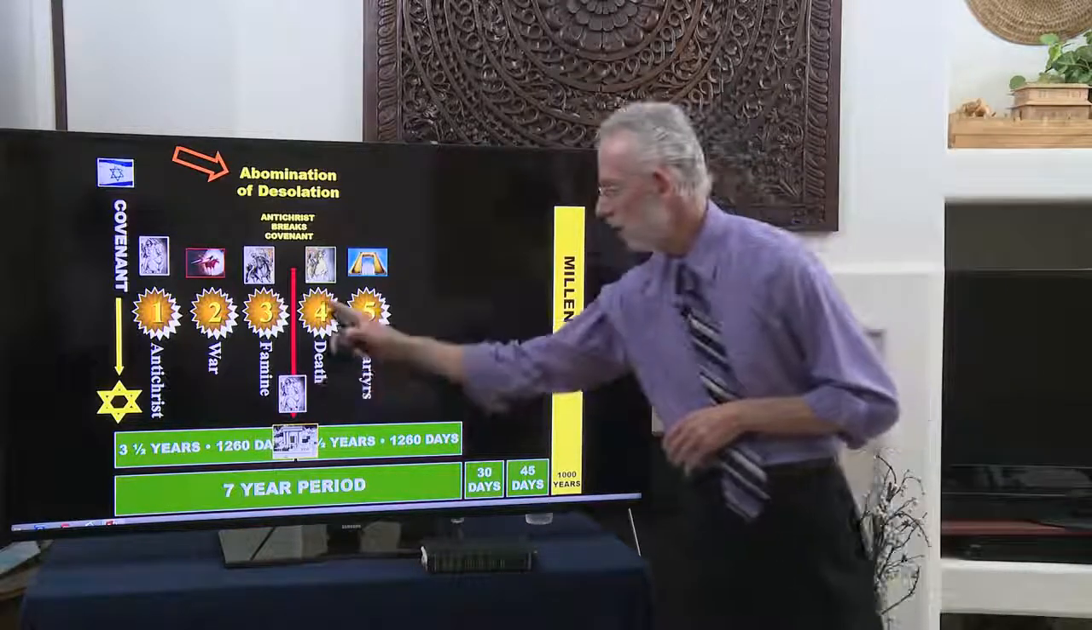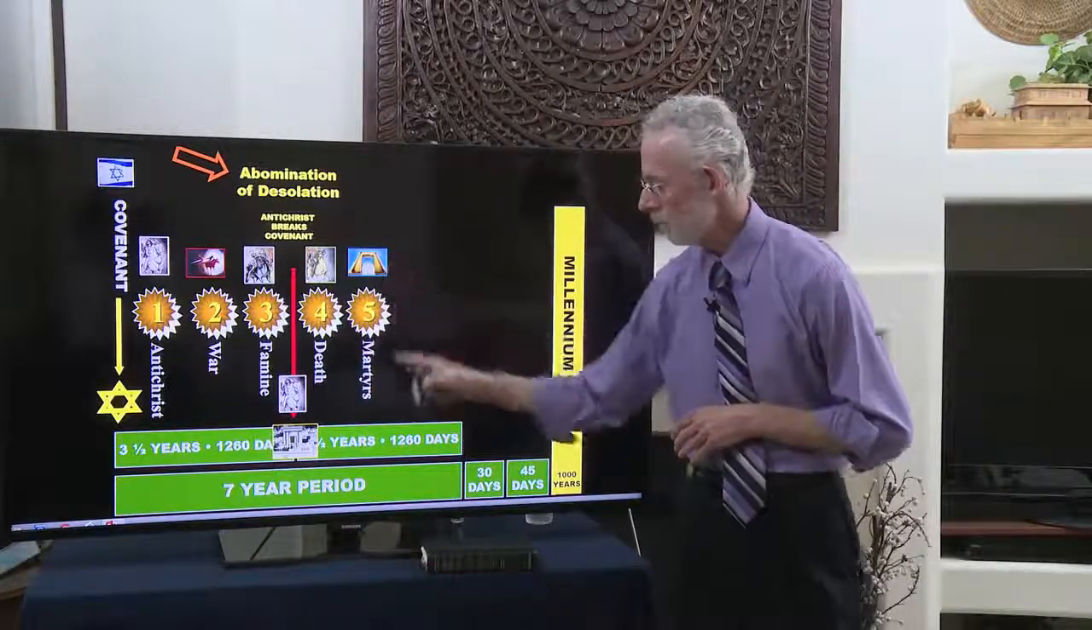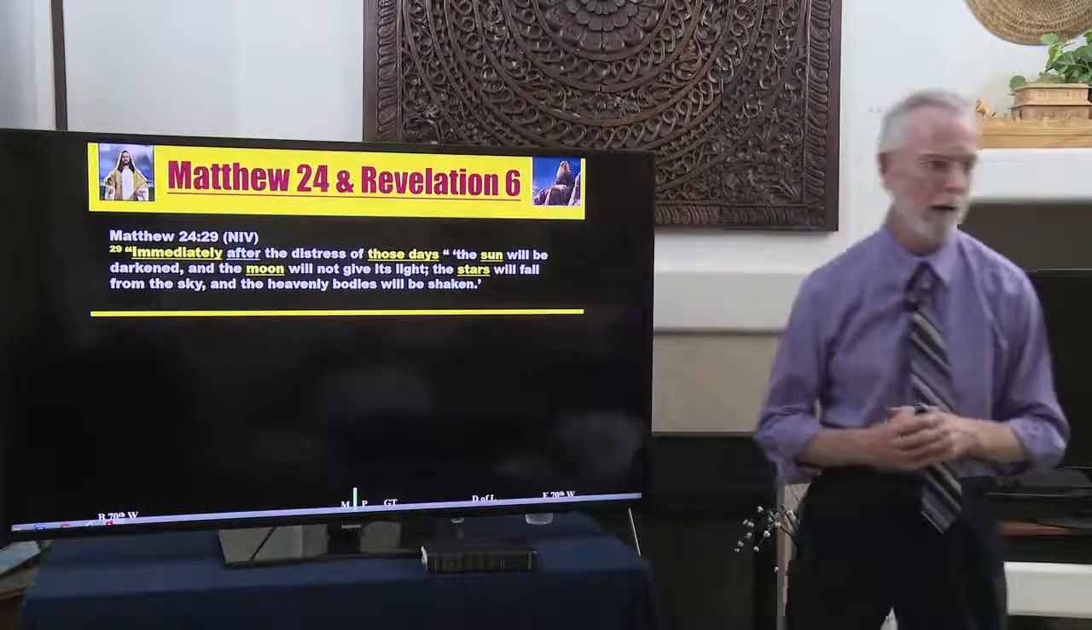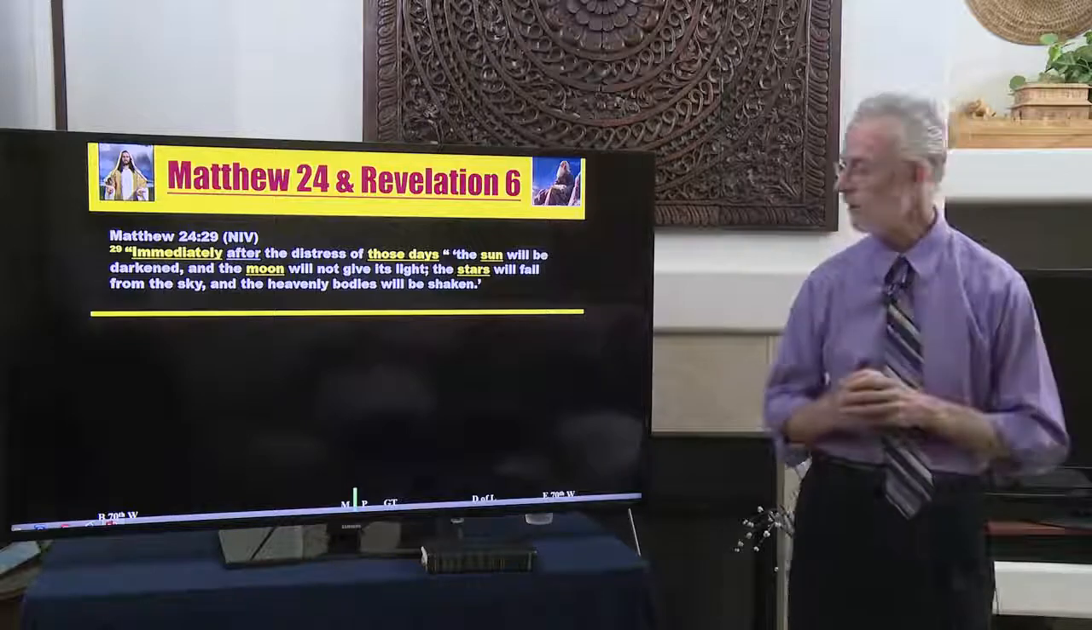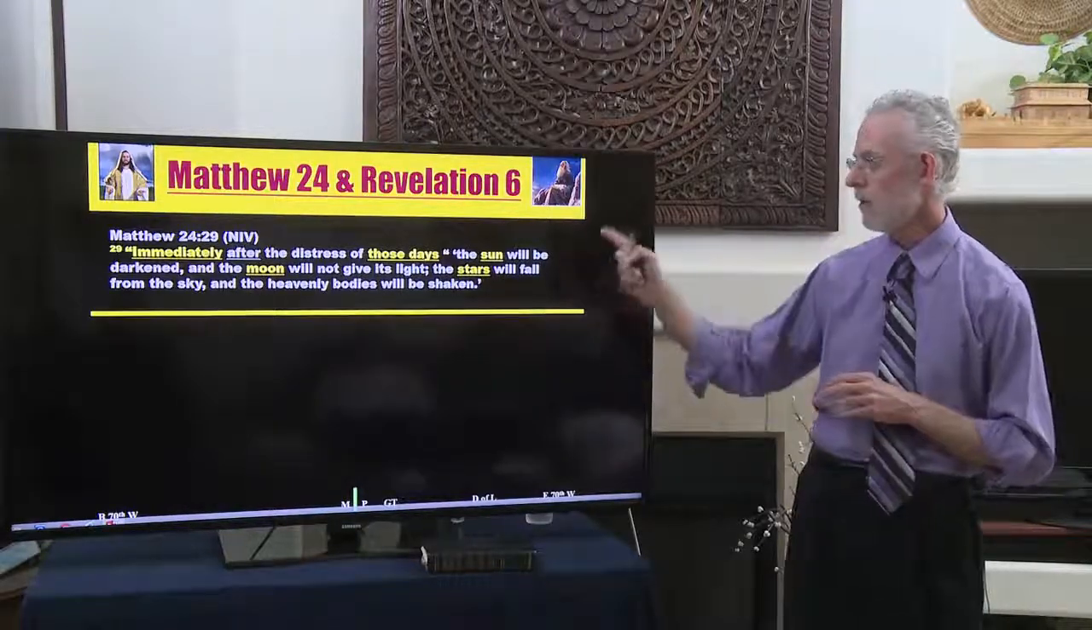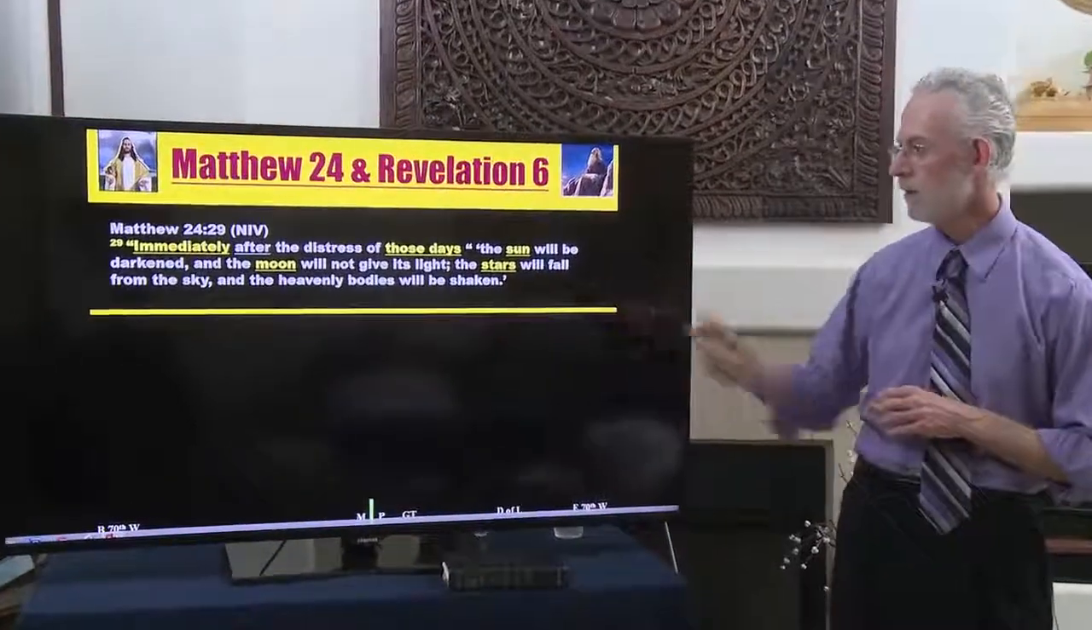Right after he sets himself up, there's going to be a lot of death, particularly Christian death at the fifth seal. Now notice what happens next, going back to the comparison here between John and Jesus. Jesus said, immediately after the distress of those days, the sun will be darkened, the moon won't give its light, and the stars are going to fall from the sky.